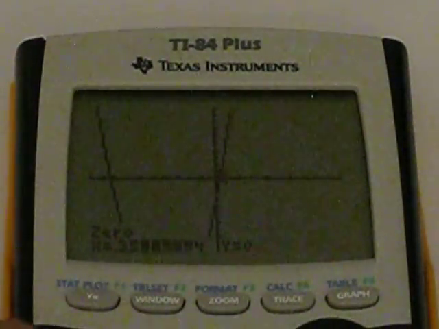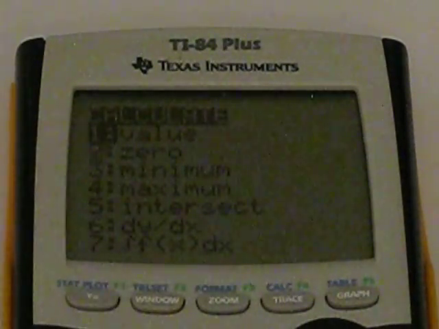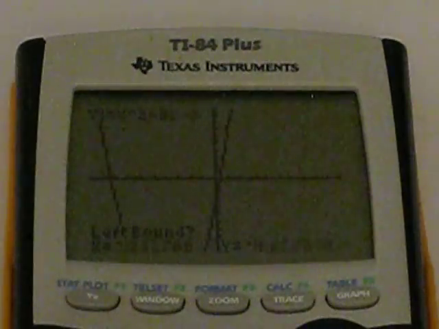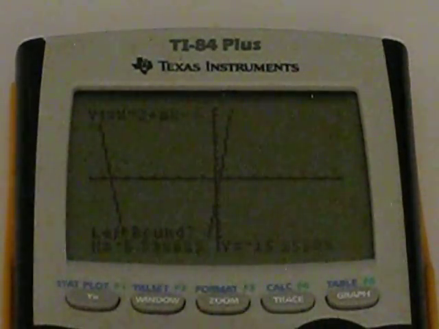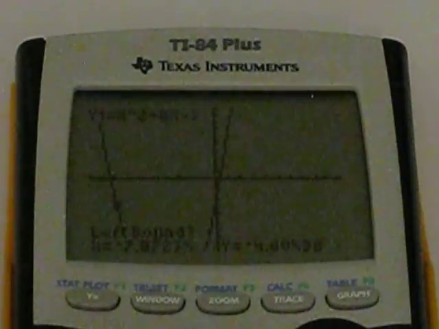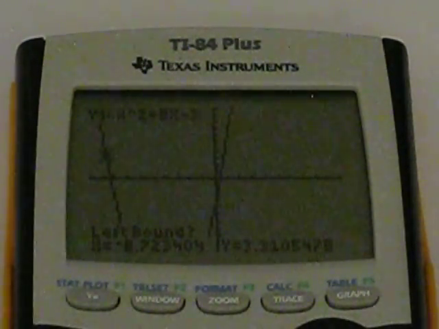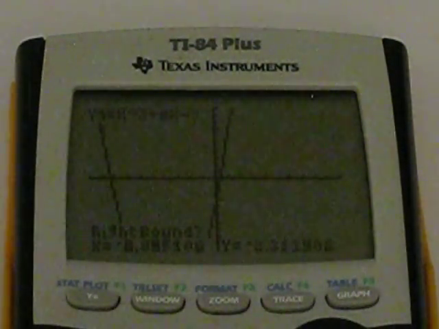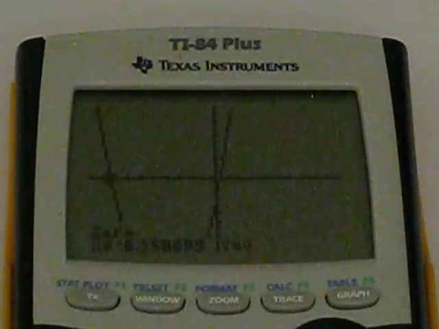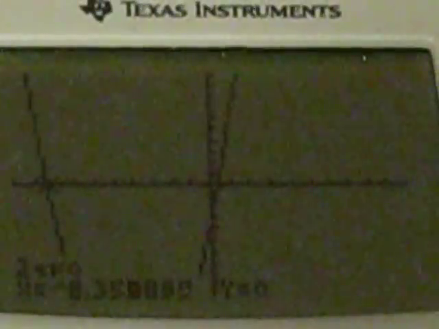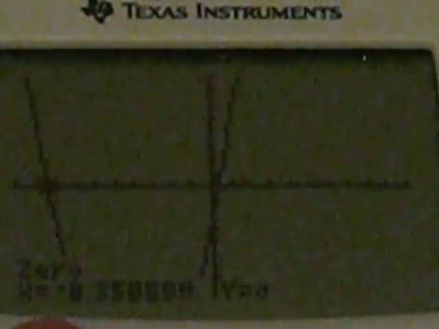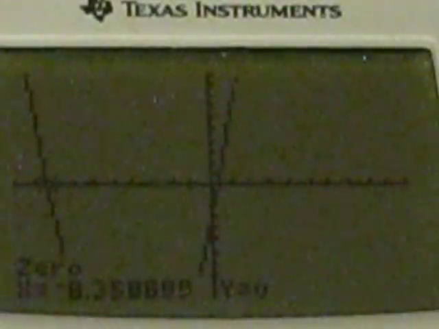And to go for the other root, second trace, number 2 again, got to go all the way back here, way back. Okay, press enter on the left side, enter on the right side, and if I zoom in on that for you a little bit, you'll notice you see the negative 8.35 and all those numbers.